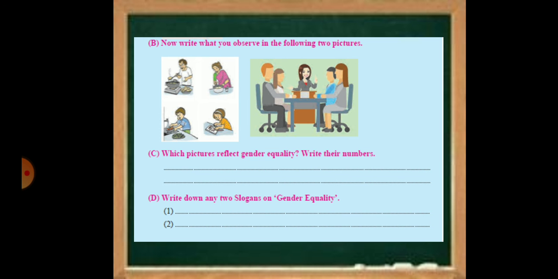Coming towards the next question, which pictures reflect gender equality? Write their numbers. Now, you can number these pictures on your own for your convenience, and then write the number of the pictures which reflect gender equality. Coming towards the last part of warming up, write down any two slogans on gender equality. Children, search for any two slogans on gender equality. You can take help of your parents. I have not given you ready-made answers to help you work on your own. So, in the next slide, we'll commence with the lesson explanation.